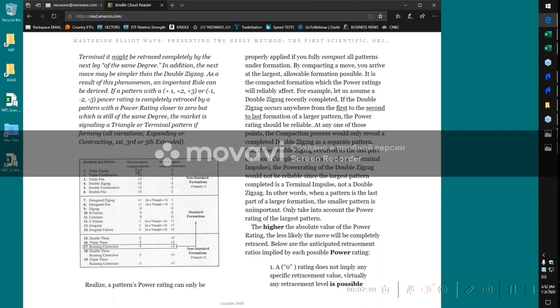So if it's going up, the minute it's finished, the move after shouldn't retrace more than 61%. If this is going down, then the move after shouldn't bounce back more than about 61% of the price coverage of that pattern.